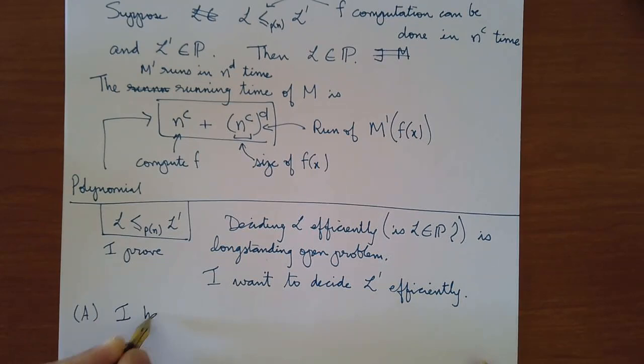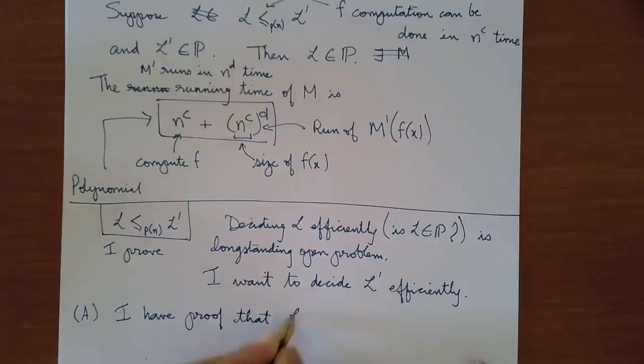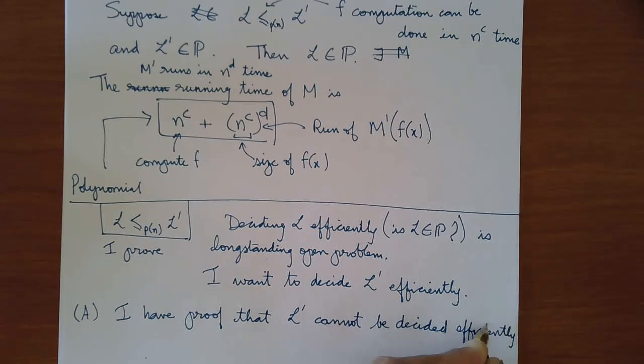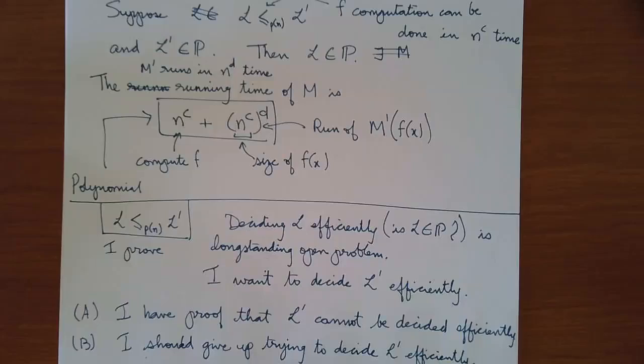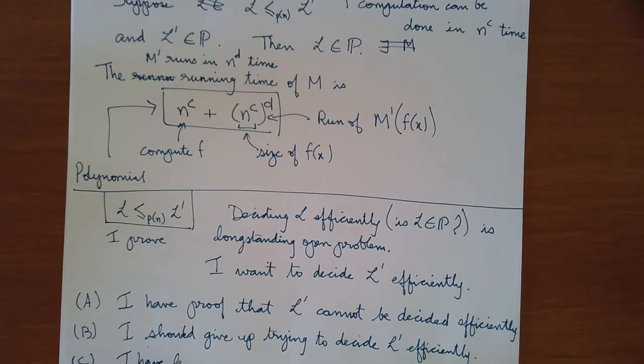Option A: I have proof that L prime cannot be decided efficiently. Option B: I should give up trying to decide L efficiently. And option C: I have learned nothing about L prime, so I should continue working on this.